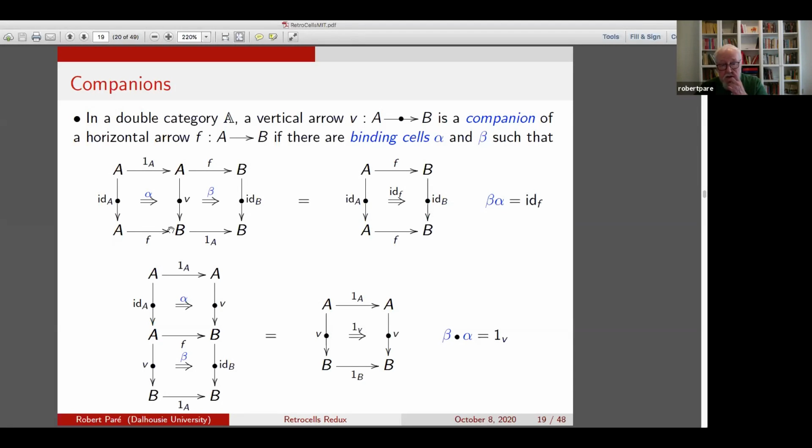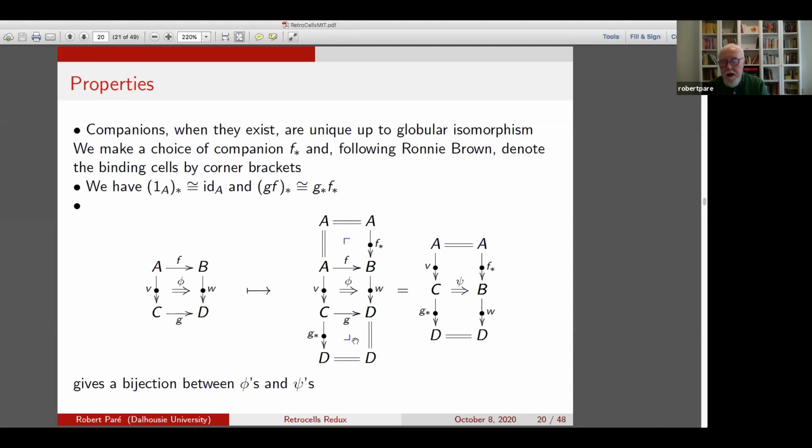V is a companion of F if you have these alpha and beta here, and if you compose them horizontally, you get a vertical identity. And if you compose them vertically, you get a horizontal identity. So this is the definition of companion. And they don't always exist, but when they do exist, they're unique up to globular isomorphism. So we can make a choice of them usually, the way we usually do. And then we don't use letters for the binding cells, we just use corner brackets. That makes the things somewhat simpler, okay?